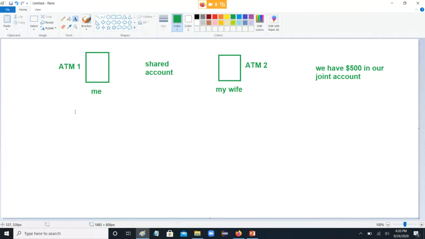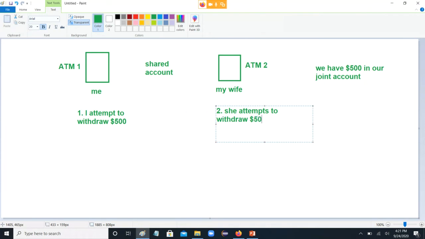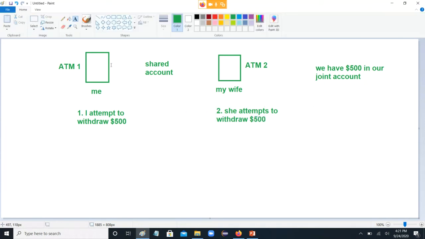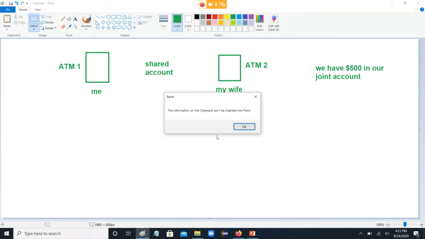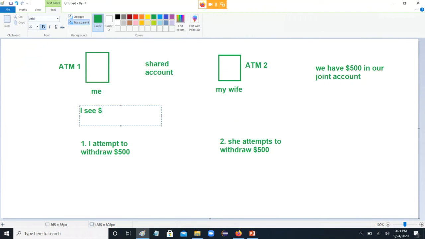Now, what's going to happen? We show up at the same time. So number one, I attempt to withdraw $500. And number two, she attempts to withdraw $500. Okay, now what should happen at this point, I'll move these things down, is something like this. What should happen first, I see $500 balance. Likewise, she sees $500 balance. And both of those are true, right?